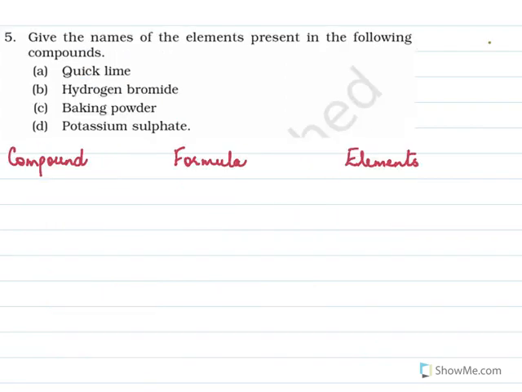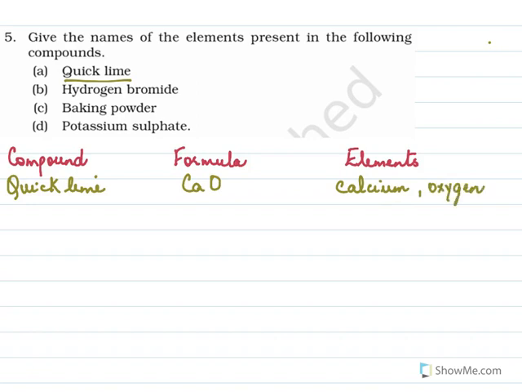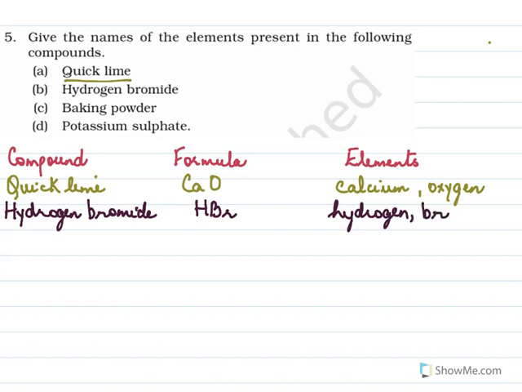Give the names of the elements present in the following. First is quicklime. Quicklime is calcium oxide. It has calcium and oxygen. Then next we have hydrogen bromide. For hydrogen bromide, formula HBr, so is made up of an element of hydrogen and bromine.